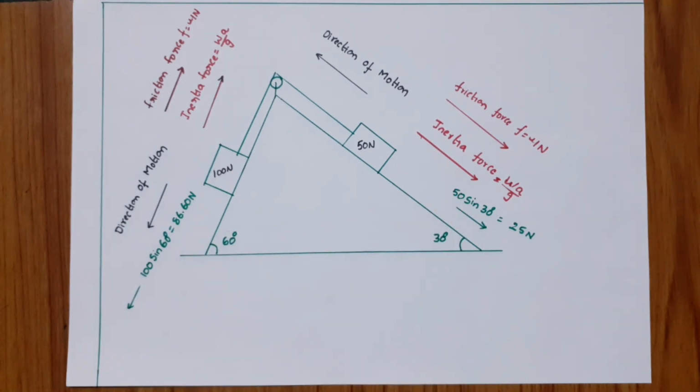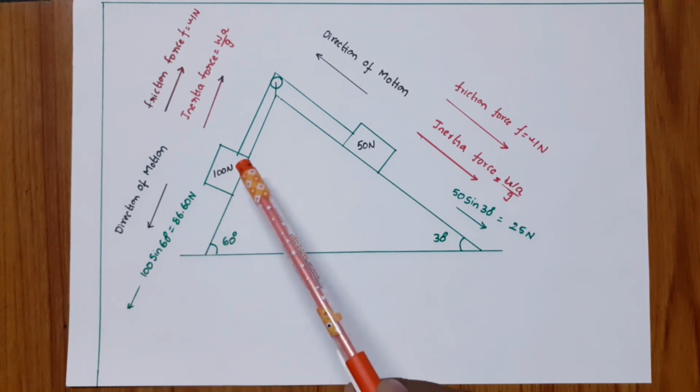First of all, we have to calculate the direction of motion. For finding the direction of motion, we calculate the component along the plane. The component along the plane for the 100 Newton block is 100 sin 60, which is equal to 86.60 newtons. The component along the plane for 50 newtons is 50 sin 30, which is equal to 25 Newton. Which one is the greater value, 86.60 newtons or 25 newtons? 86.60 is the greater value. So the direction of motion is towards the 100 Newton block.